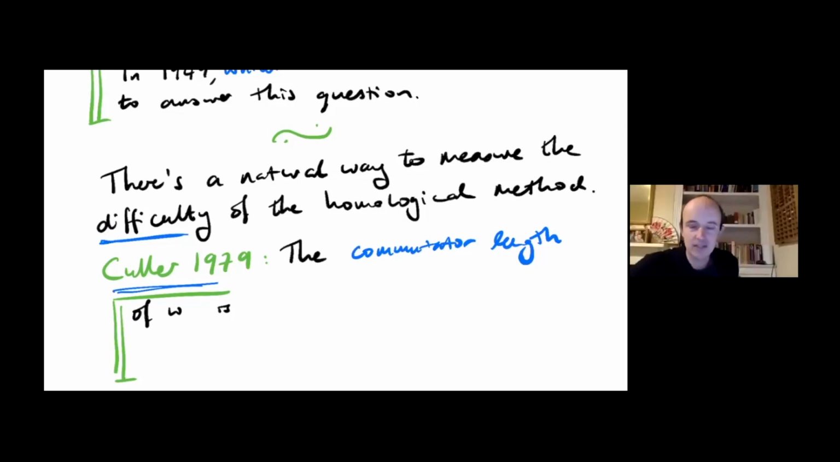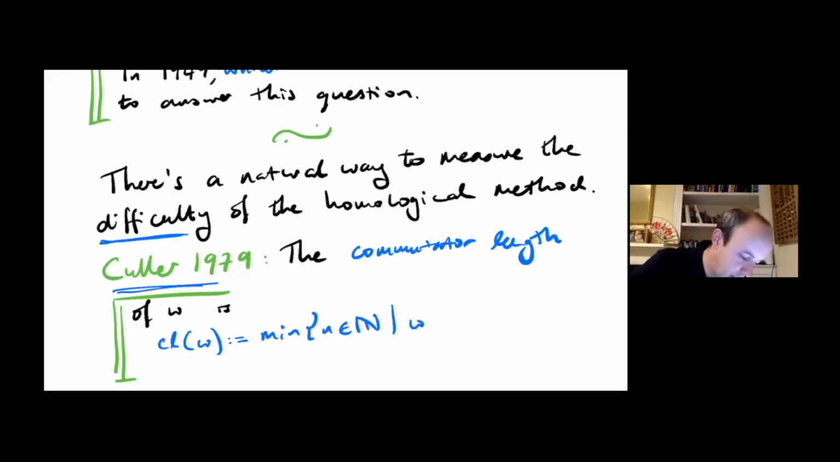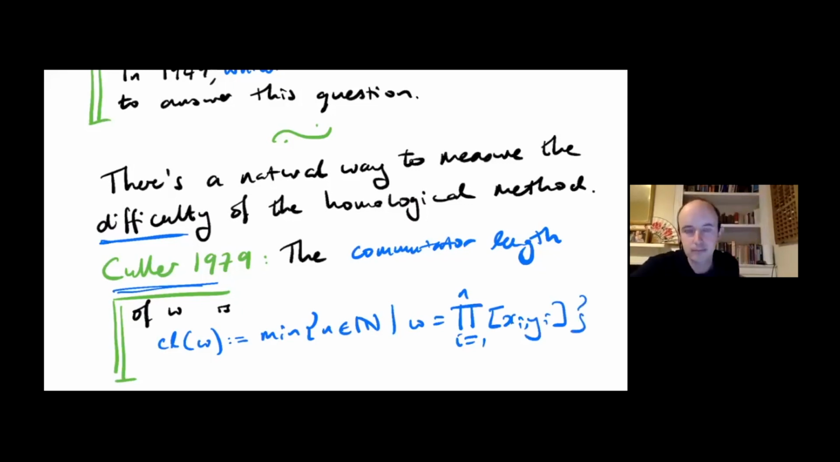And the commutator length of W is what it sounds like. It's the easiest way of writing W as a product of commutators. It's denoted CL of W, and it's the minimum n such that W can be written as a product from i equals 1 to n of commutators. So that's the definition of the commutator length.